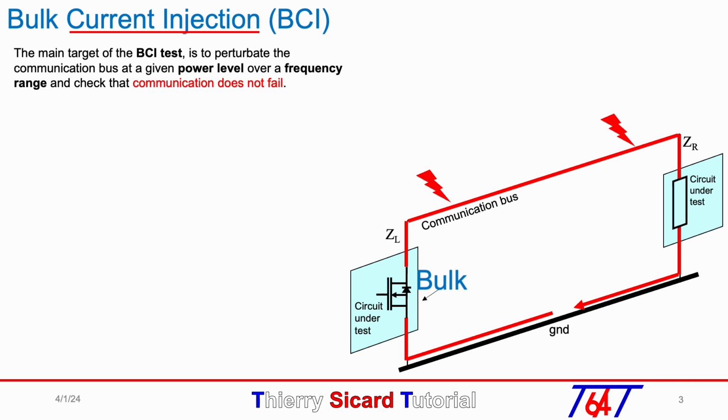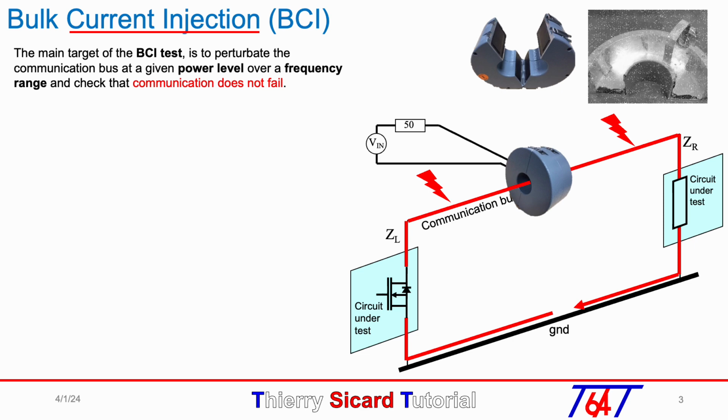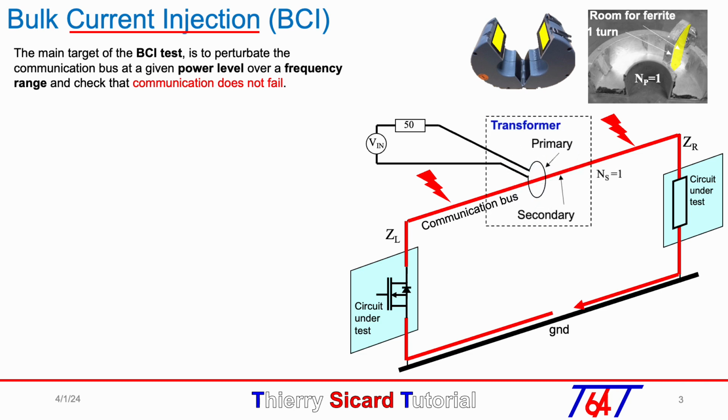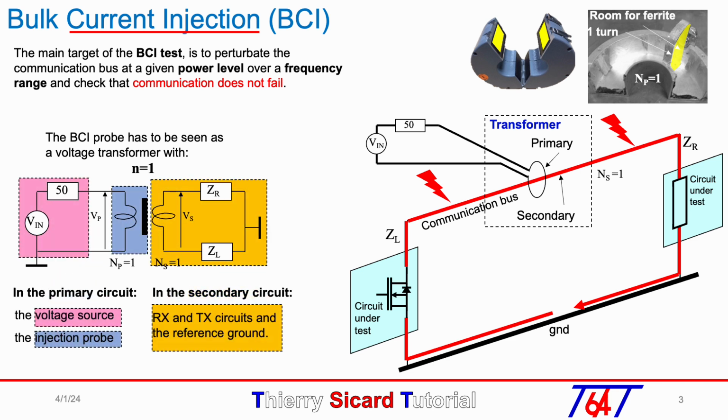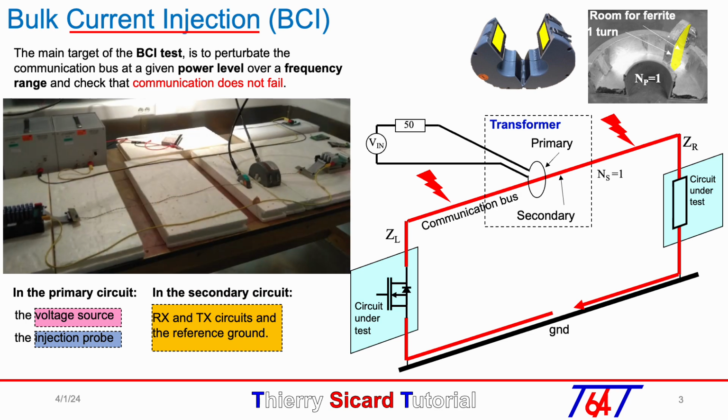The common mode signal is generated with a probe driven by a 50 ohm source voltage. The probe has a huge ferrite core with a single primary turn, NP equal 1. The secondary circuit is done with a single loop, bus plus ground, NS equal 1. So the system probe plus bus makes a transformer with a ratio of N equal 1. The picture shows a real BCI test with the probe, the bus, the ground, and both circuits under test.